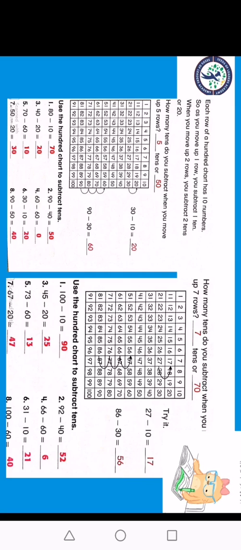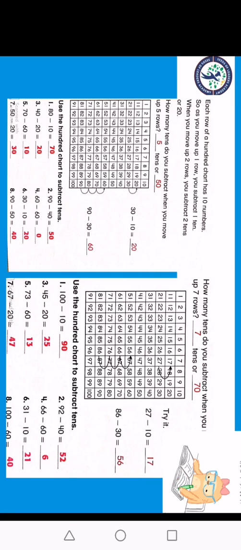The same we will do if we have ones on the other side of the page. You can see that if we have 27 minus 10, we will be standing on the 27 and we will go up 1 ten. So we will reach the number 17. The same with 86. If you're standing on the 86 and you have to move up 3 tens, 30 means 3 tens. Let's do it together. From 86, move up 1 ten to the 76, 2 tens to the 66, and 3 tens to the 56. So the answer will be 56.